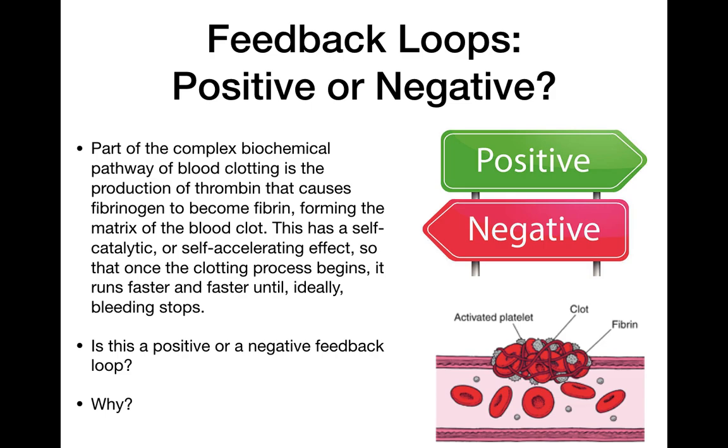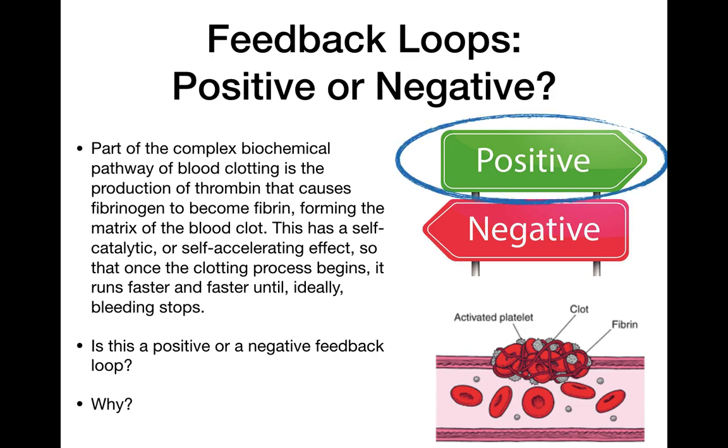Okay, and the last example to analyze here is a biochemical pathway. When you cut yourself, you have blood clotting happening. When this happens, an enzyme called thrombin is produced, and that's going to cause a protein called fibrinogen to become what's called fibrin. Fibrin makes little mesh fibers that help hold your blood cells and platelets together to make a blood clot. This has what's called a self-accelerating effect. Once you start to clot, it will continue to happen faster and faster until the bleeding stops. When the bleeding stops, a different signal comes along and tells your body to stop producing fibrin and just let it go. So is this positive or negative? Think about it for a second.